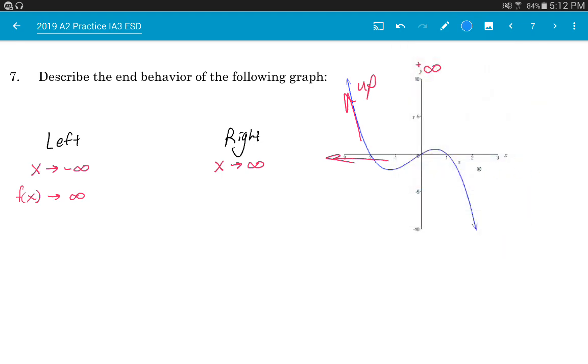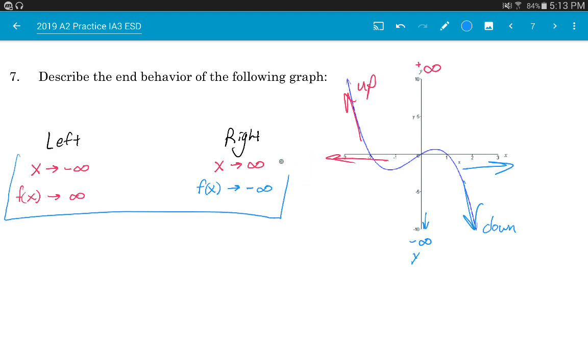On the right-hand side, as I'm going in this direction, the function is going down. Well, down, going in this direction, is negative infinity on the y-axis. So that means that as x is going to the right, f of x, which is y, is going down. And this right here is the answer. As x is going negative, which means left, f of x is going positive, which means up. As x is going positive, which means to the right, f of x is going negative, which means down.